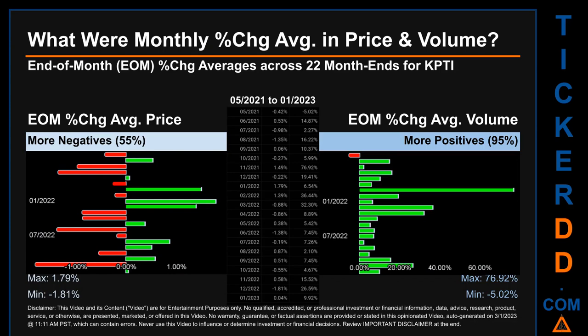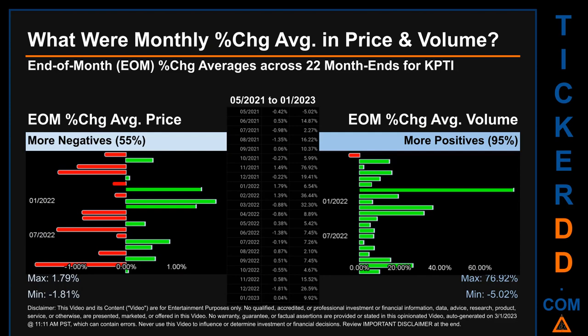What were end-of-month percentage change averages in price and volume for KPTI? The monthly average of percentage change, in price and in volume, were calculated for each of the 22 month ends. That calculation took daily percentage changes and averaged them for each given month. If a month end came out negative, then it means that the month summarily saw a negative change. From 05/2021 to 01/2023, out of 22 month ends, 12 had a negative percentage change in average price. Meaning 55% of month ends saw a negative percentage change in average price.